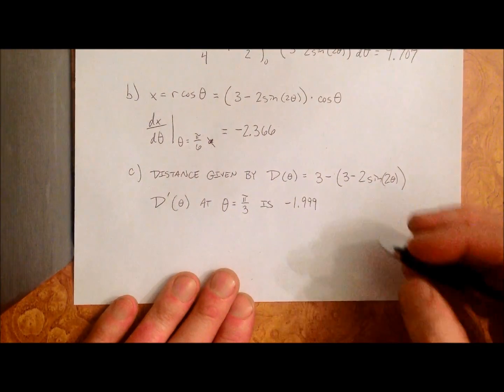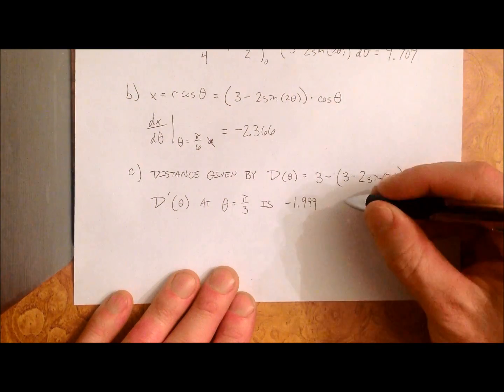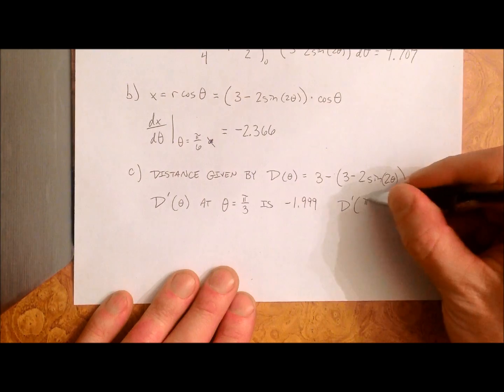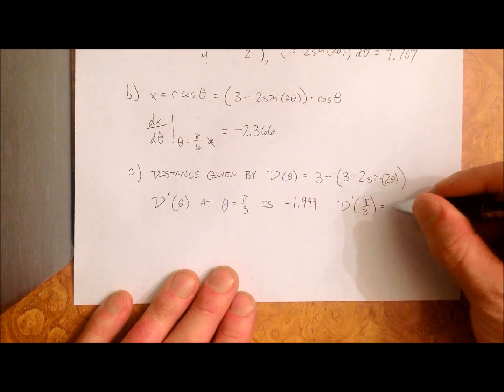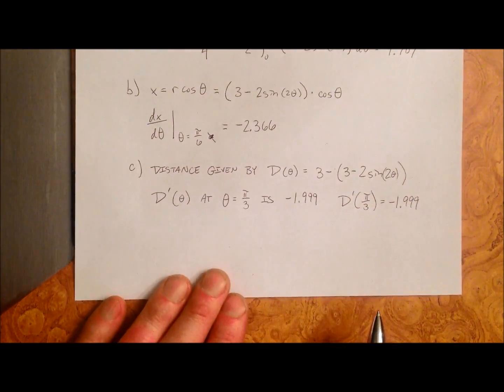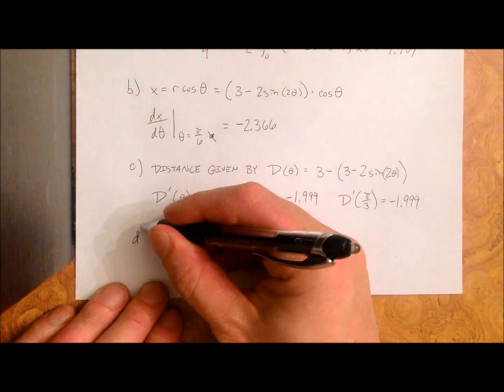Suppose I could have said that a bit fancier. Could have said d prime of pi over 3 equals negative 1.999. Same difference. Okay, part D.